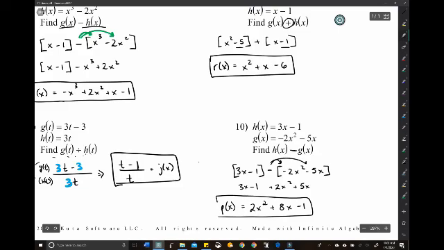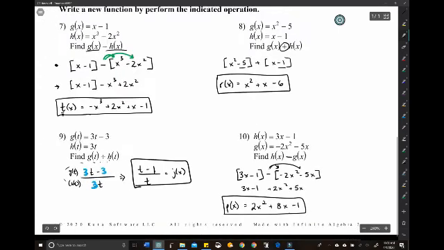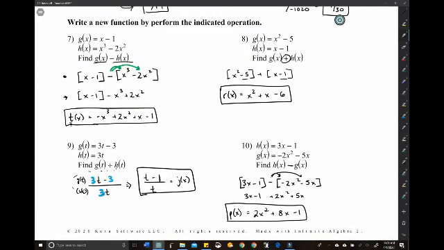Okay, so great job on those. Just know the difference between evaluating at a number and writing a new function. So try out those practice problems and have a great day, guys.